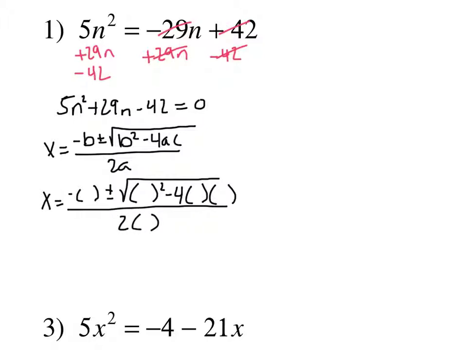All right, Dylan, what are we plugging in for A? A, 5. B, 29. C, negative 42.